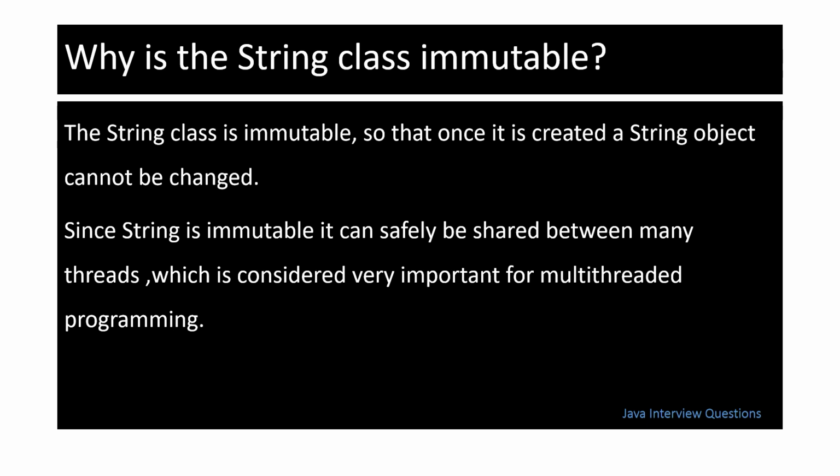Why is the String class immutable? The String class is immutable so that once it is created, a String object cannot be changed. Since String is immutable, it can safely be shared between many threads, which is considered very important for multi-threaded programming.